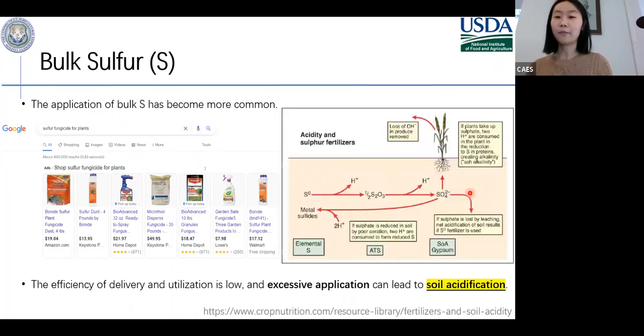However, this still leads to a problem: the inefficient delivery of those bulk sulfur can lead to soil acidification. This graph shows the mechanism of how it happens. If you apply the elemental bulk sulfur into the soil, it will transform to this SO4, and if this sulfate is lost by leaching, then the soil is going to result in more acid than before.